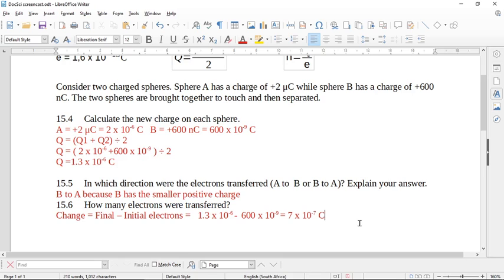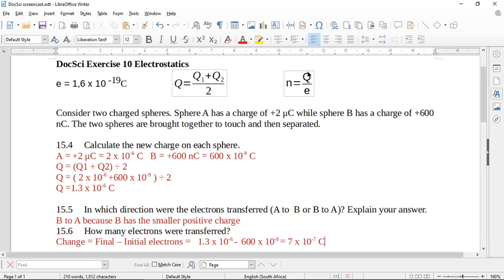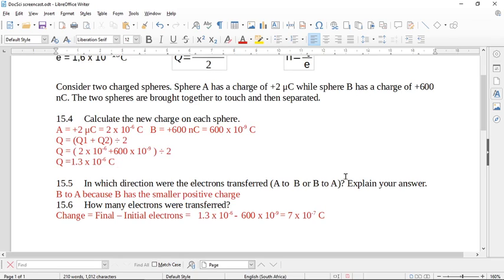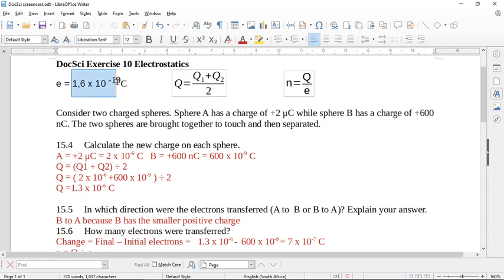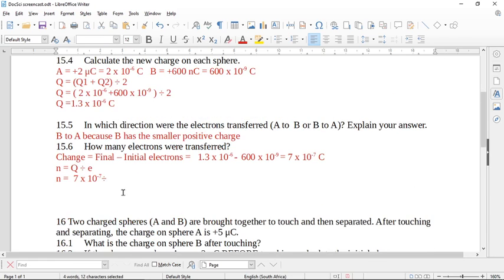We want to change the charge into electrons. So here N equals Q over e. We need to use that formula because that formula is the one that gives us the number of electrons. That's what that N is for. So remember, write out the formula every time. So N is equal to this number over here, divided by the charge on an electron. And remember, we've got the charge on the electron over here.